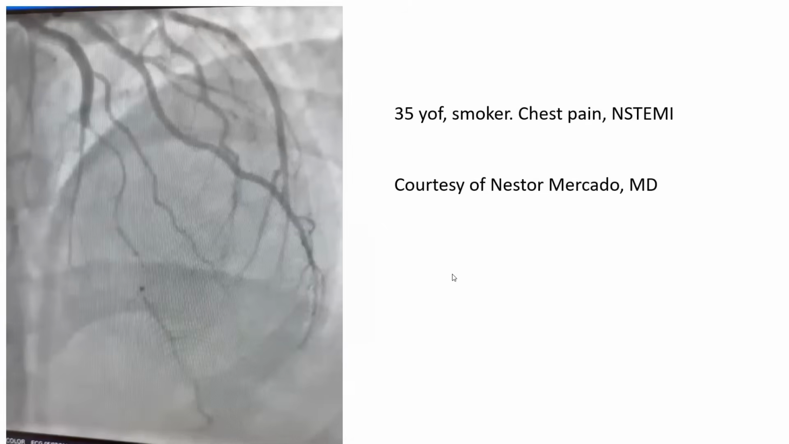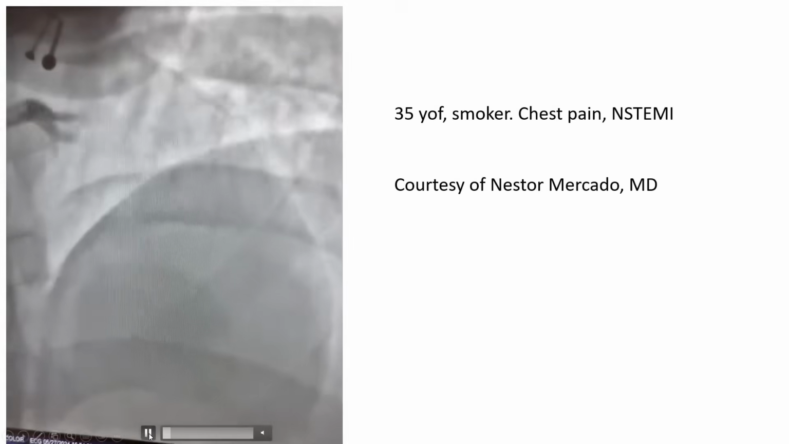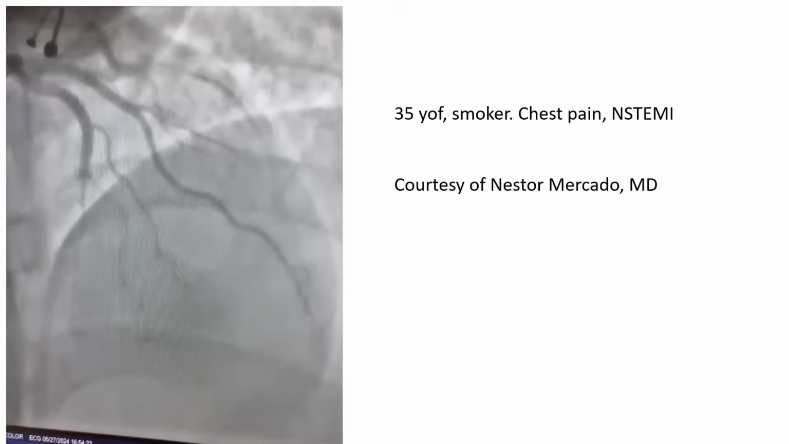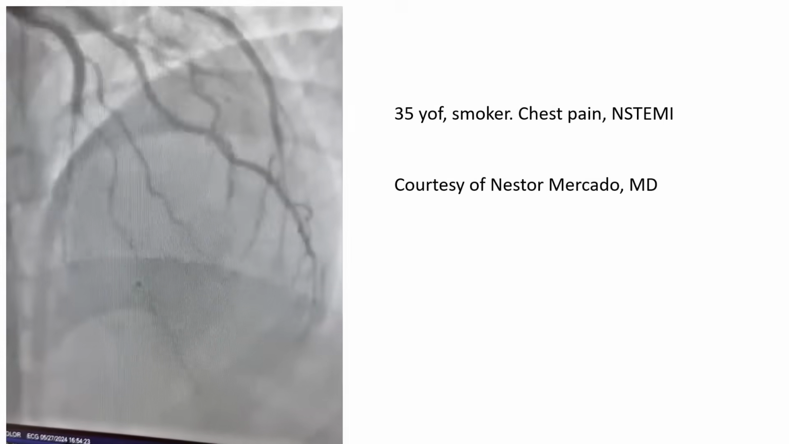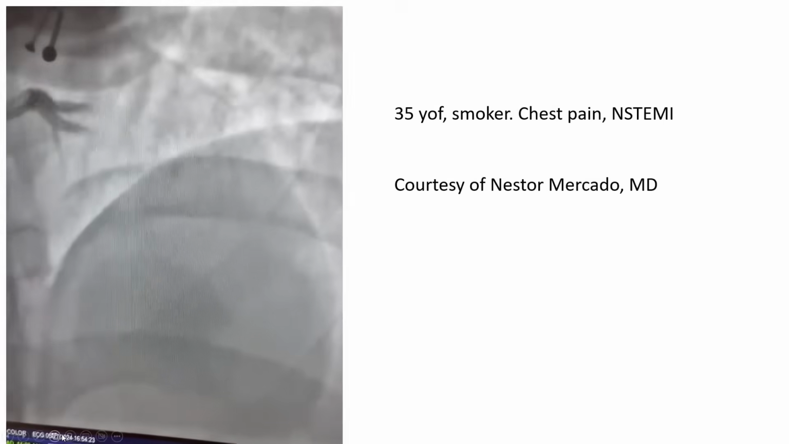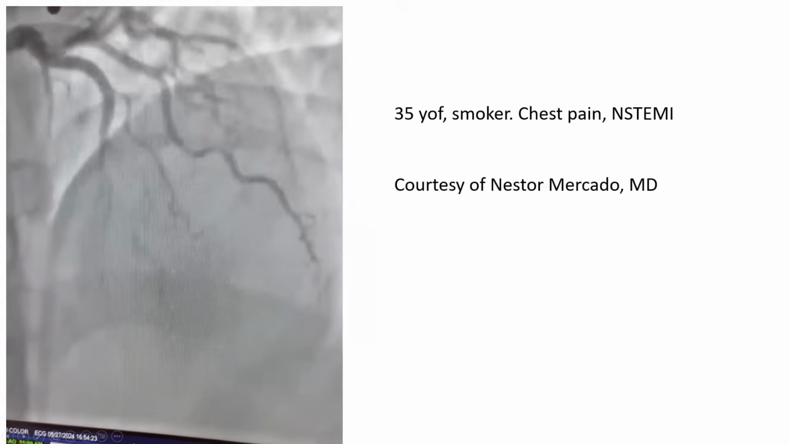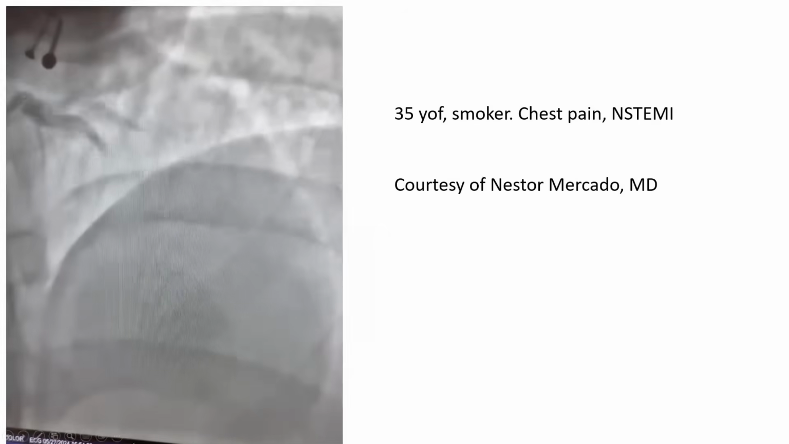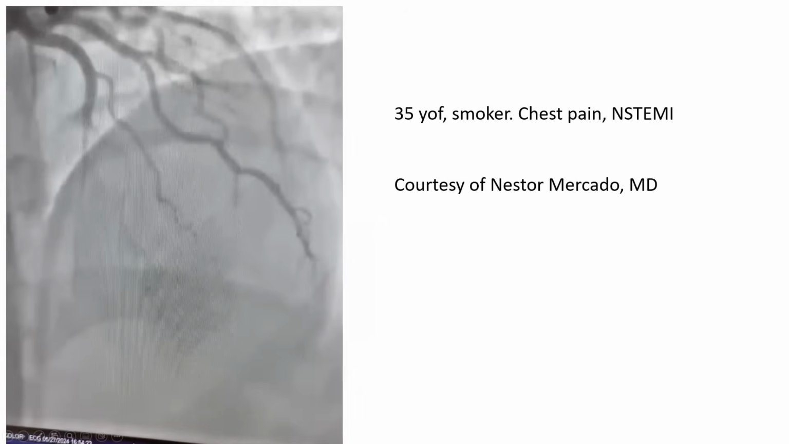I will move on to a next case. This is shared with me by my friend Nestor Mercado. So this is a 35-year-old female, no prior cardiac history. She's a smoker. She presents with chest pain and non-STEMI troponin elevation. And this is her angiogram. This is a shallow RAO cranial. What's the diagnosis?